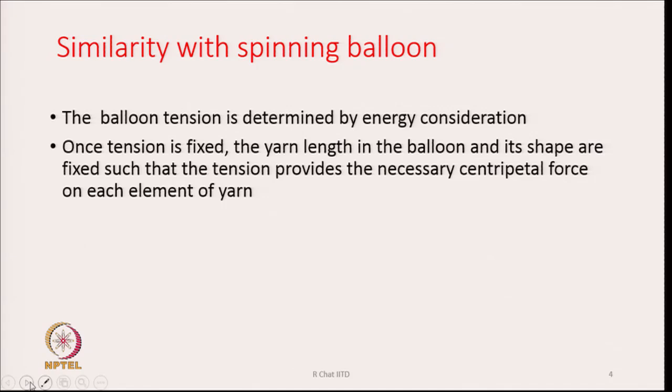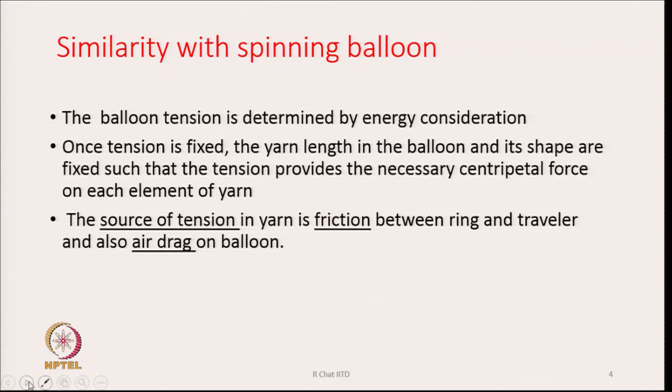This particular situation has a lot of similarity with the spinning balloon. The balloon tension is determined by the energy consideration. So, as work is being done, only then will there be some tension, and for a given value of tension and omega, there is going to be a certain radius r. Once tension is fixed, the yarn length in the balloon and its shape are fixed such that the tension provides the necessary centripetal force on each element of the yarn.